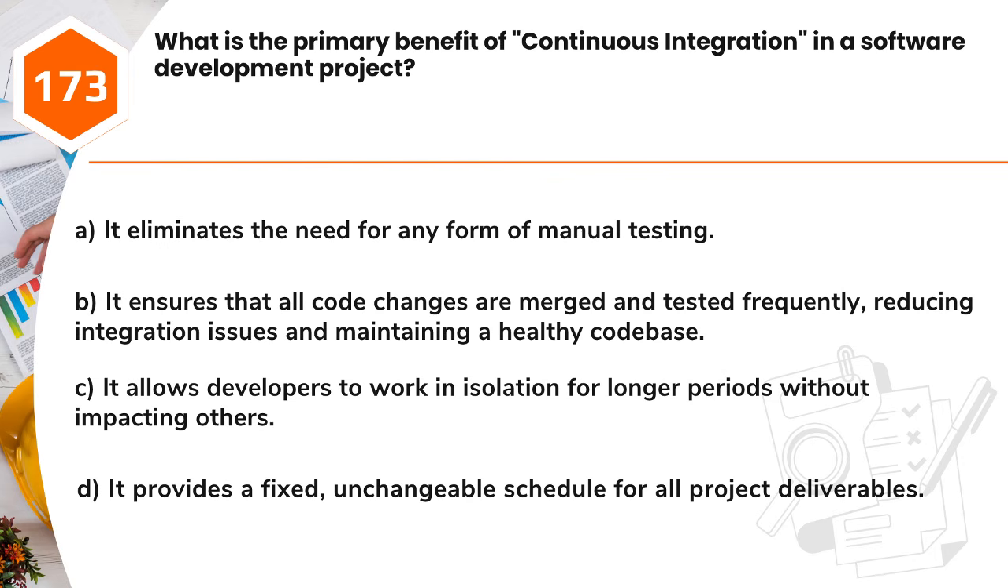Question 173. What is the primary benefit of continuous integration in a software development project? A. It eliminates the need for any form of manual testing. B. It ensures that all code changes are merged and tested frequently, reducing integration issues and maintaining a healthy code base. C. It allows developers to work in isolation for longer periods without impacting others. D. It provides a fixed, unchangeable schedule for all project deliverables.